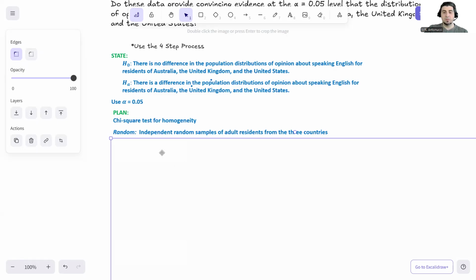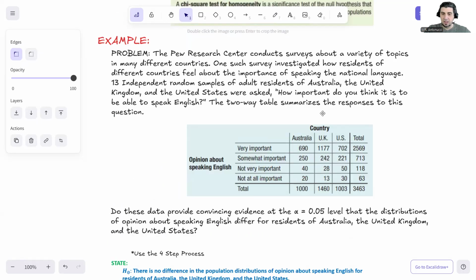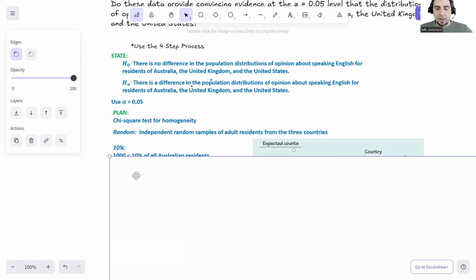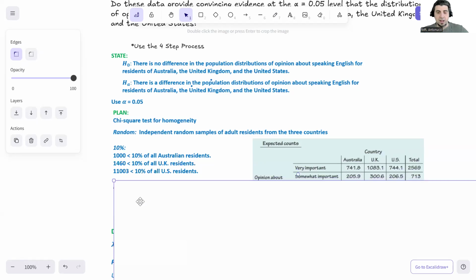independent random sample of adult residents from the three countries. Notice it's independent random samples, not just sample, because up here it said we did 13 independent random samples. And then the 10% condition: the totals for the three countries, it makes sense that all three of those totals are less than 10% of all the residents in those three respective countries.